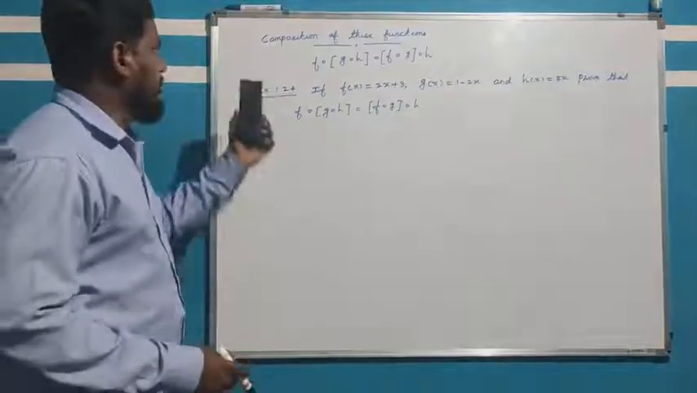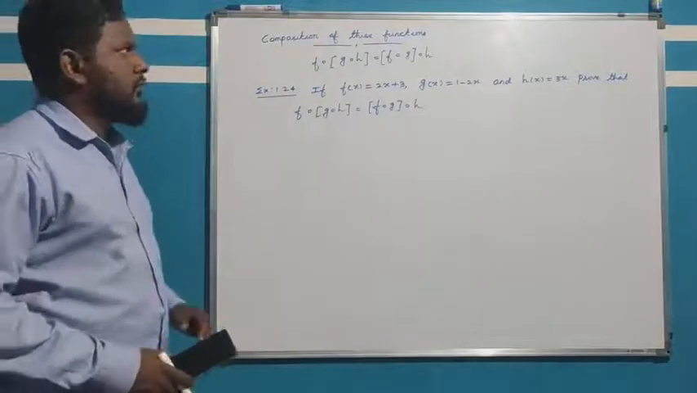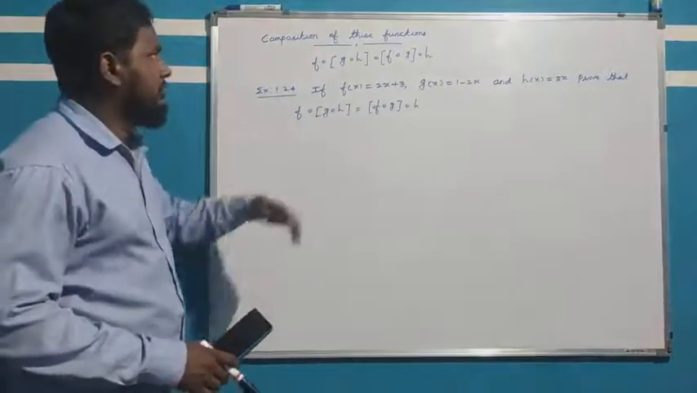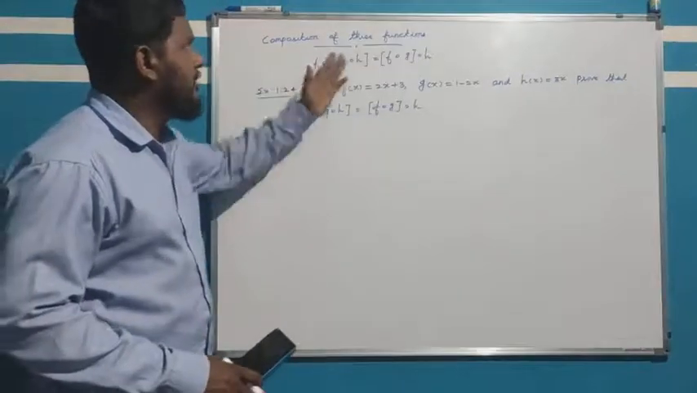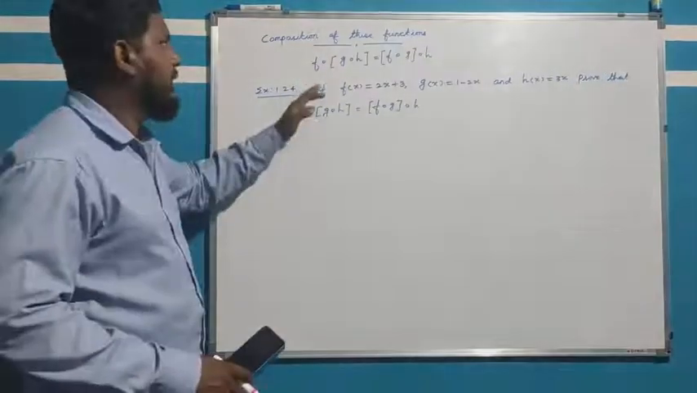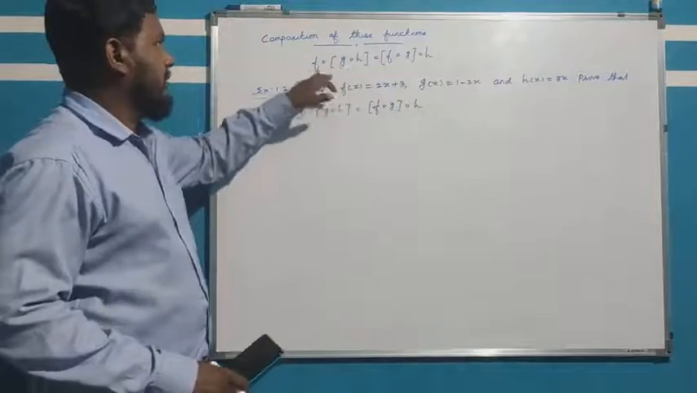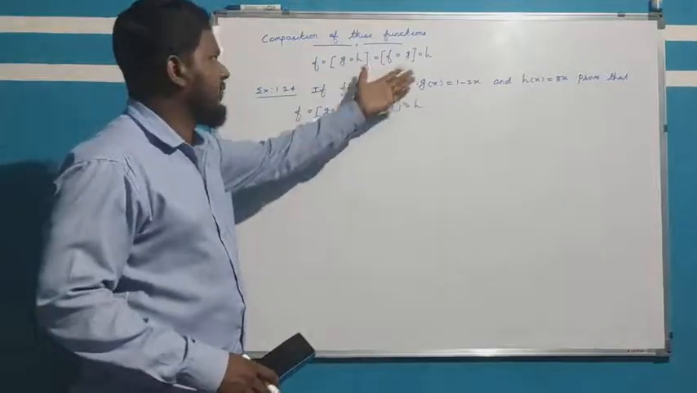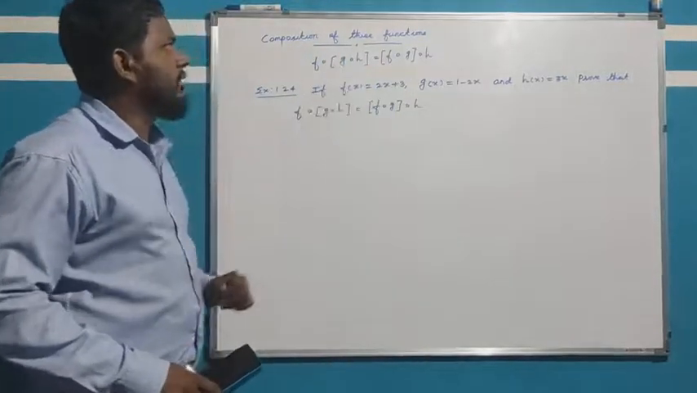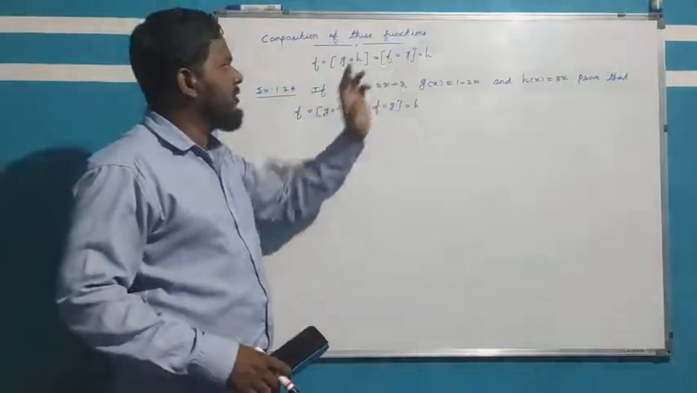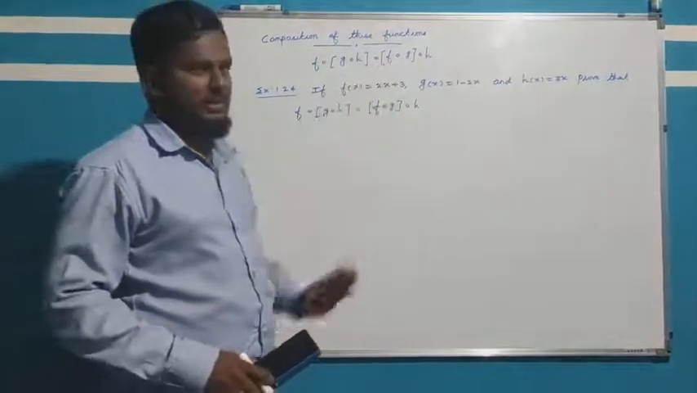We can see composition of three functions. In the previous class we saw composition of two functions, f and g. Here we have three functions, f, g, h. What is this? f composite (g composite h) is equal to (f composite g) composite h.